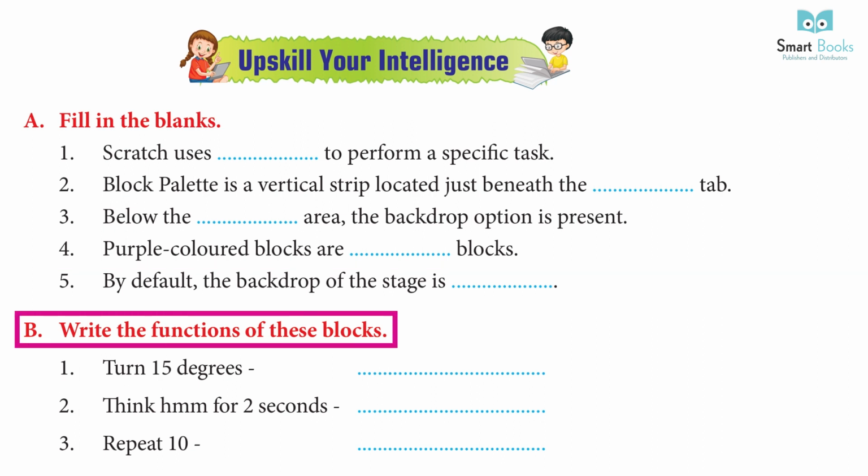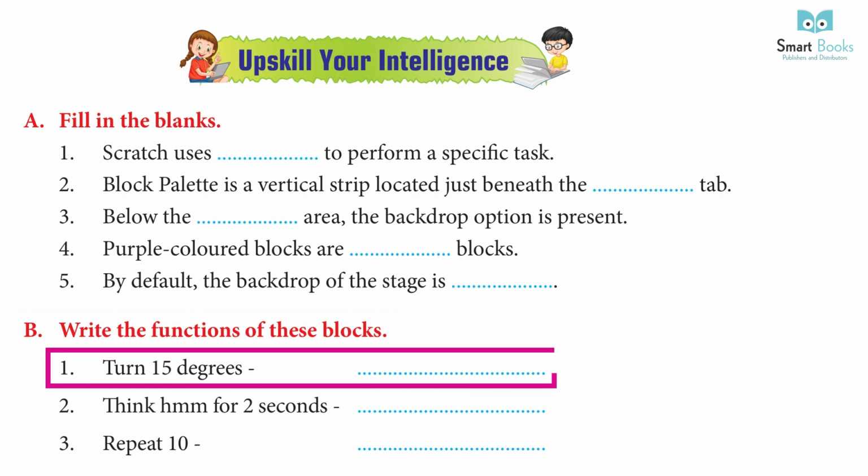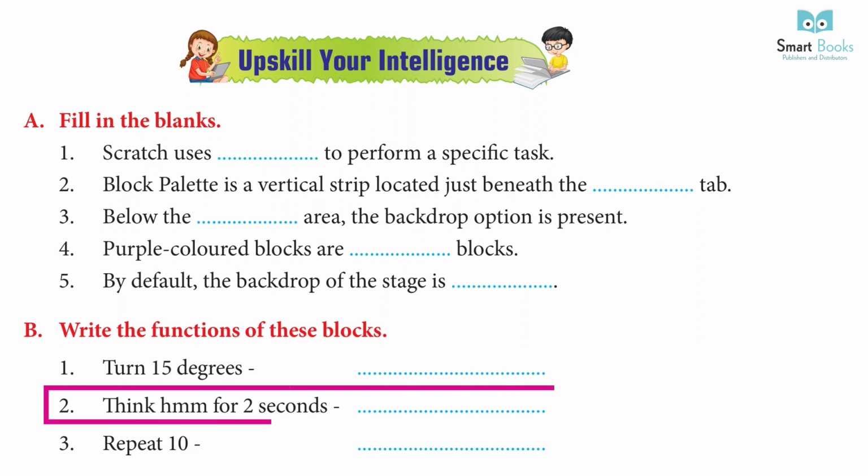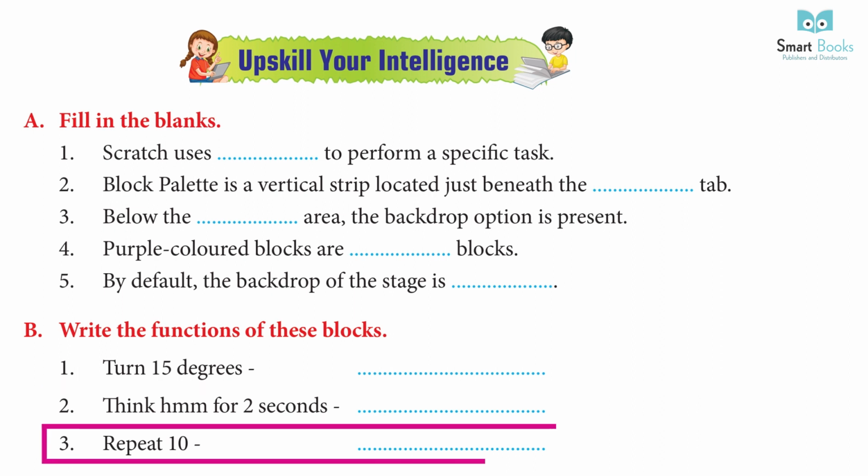B. Write the function of these blocks. 1. Turn 15 degrees. Answer: the default value of the turn block is 15. It will rotate your sprite 15 degrees in a clockwise direction as shown by the arrow on the block. 2. Think for 2 seconds. Answer: use think for 2 seconds to add a thinking cloud to the sprite. 3. Repeat 10. Answer: this allows you to repeat a sequence of commands a particular number of times. You set the number of times the loop will repeat at the top of the block.